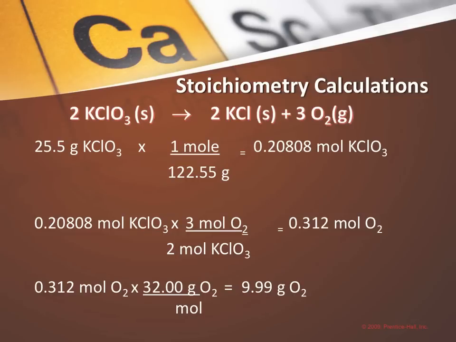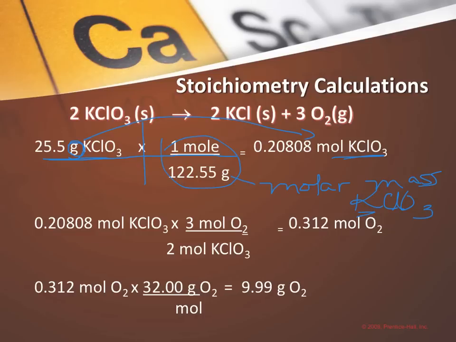So let's go through the calculation. We start with the given information, which is 25.5 grams of potassium chlorate. If you're more comfortable using the T diagram, you can do that. And then the first calculation we need to do is go from grams of the substance to moles of that same substance. And you hopefully remember from last chapter that to go from grams to moles, we use molar mass. So 122.55 is the molar mass of potassium chlorate.